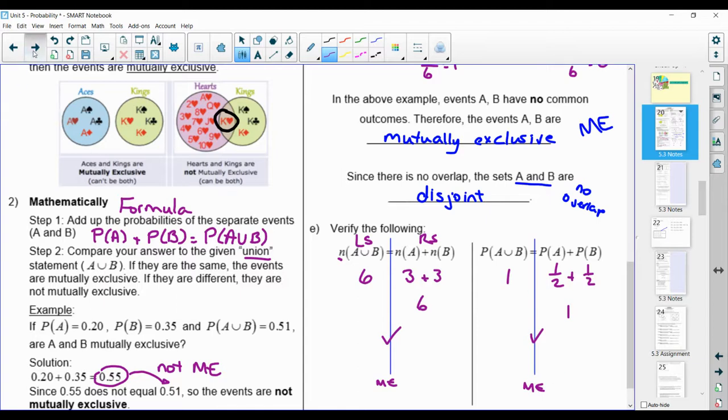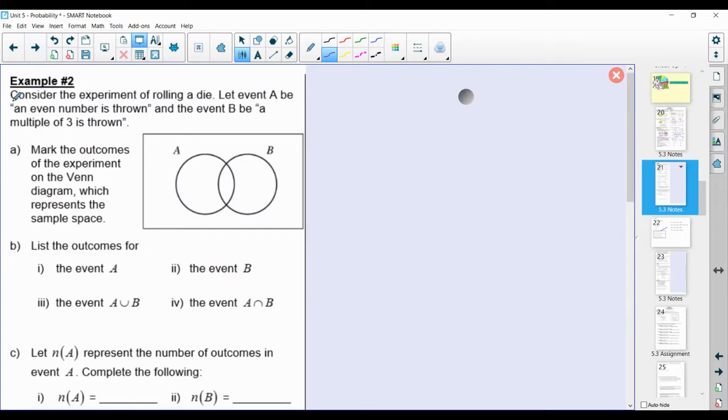All right, we're going to continue on with some more examples here. The next one says to consider the experiment of rolling a die. Event A is that an even number is thrown. And event B is that a multiple of 3 is thrown. If you remember, multiples means 3, 6, 9, 12, and so on, so the number's getting bigger. In this case, we're looking at a die, so the highest that we can get up to is 6.